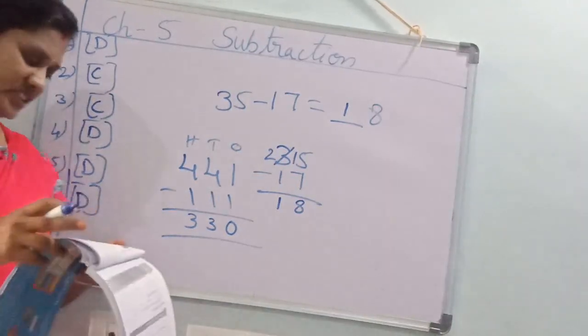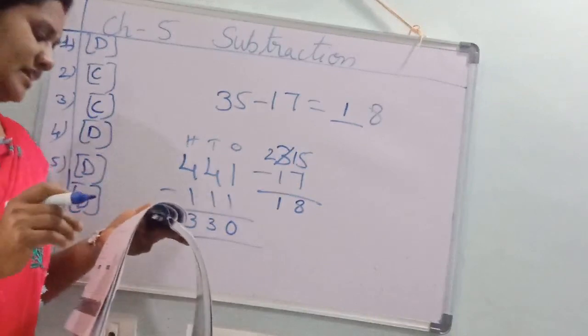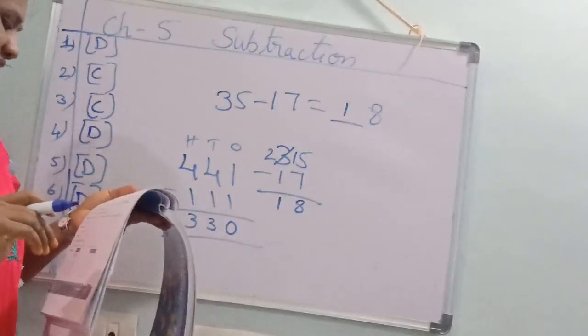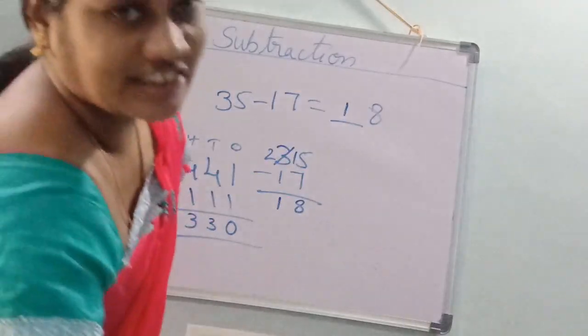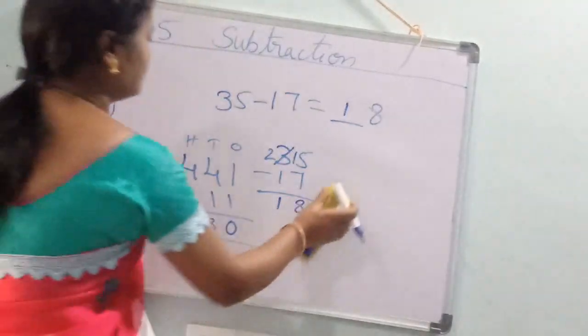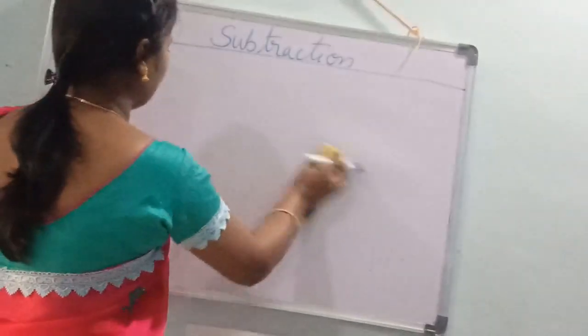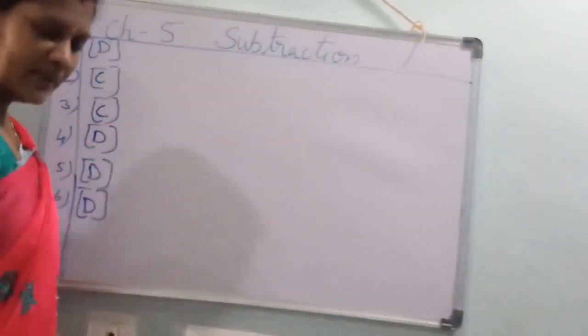Next. While subtracting the digit in the ones place, we write its difference in the ones place. In which place will you write the difference of the ones place? Tens place, or hundreds place, or ones place? Ones place only. Yes.